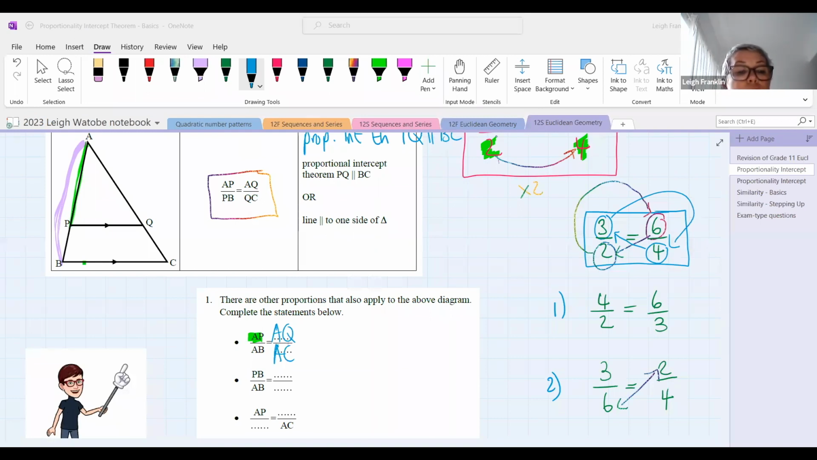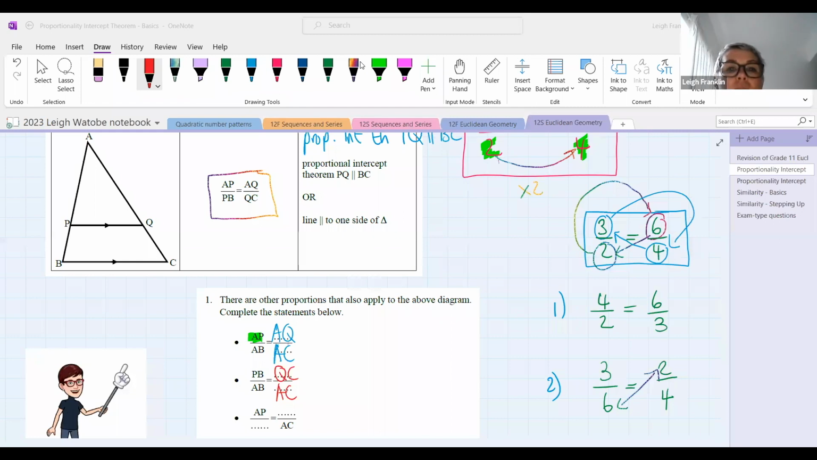Let's see if you can do the second one on your own. So PB over AB. So again, this is the diagram that you're working from. So PB over AB is the same as, that's it. Well done. You guys are smart. Lovely. Very nice. Is the same as QC over AC. Excellent. Okay, you are manipulating beautifully. Good, good, good.